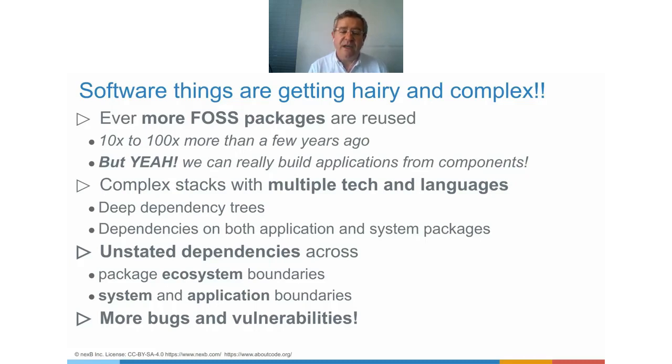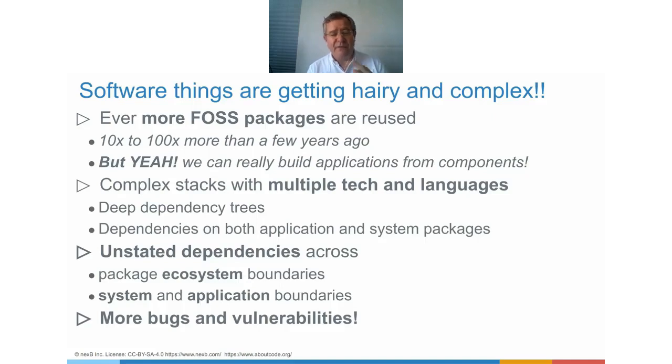The problem is that we have deep dependency trees. It's common when you use Node packages, JavaScript, to reuse a few direct dependencies and pull in several hundreds, if not thousands. And you have dependencies not only on the application side, like JavaScript, Java, Python, but also system packages on Red Hat, SUSE, Debian, Alpine, typically Linux systems in most cases, but not only.